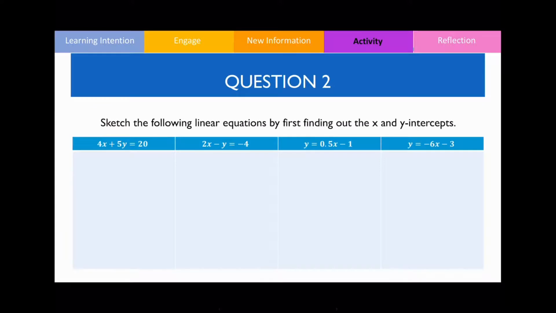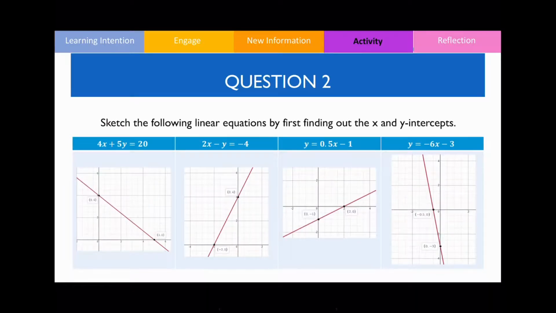For question 2, it wants you to actually sketch the graphs by finding both the x and y intercepts and then drawing a line in between those intercepts. So in this case over here, this is what your answer should look like if you've actually done this correctly by finding both your x and y intercept.